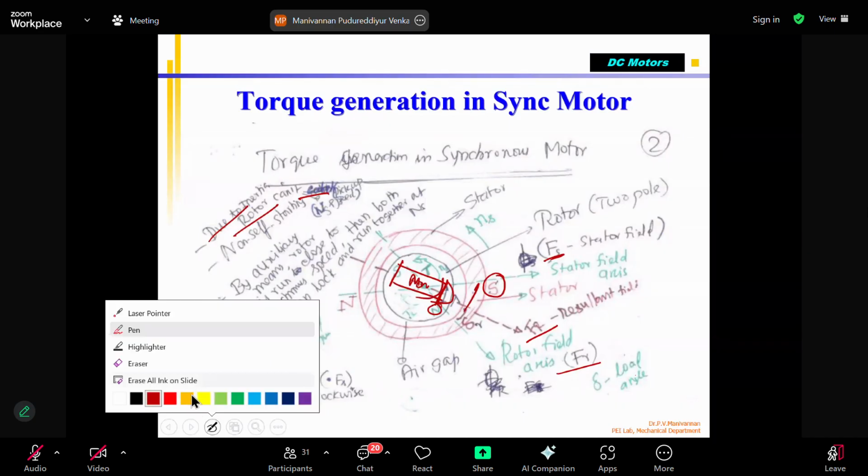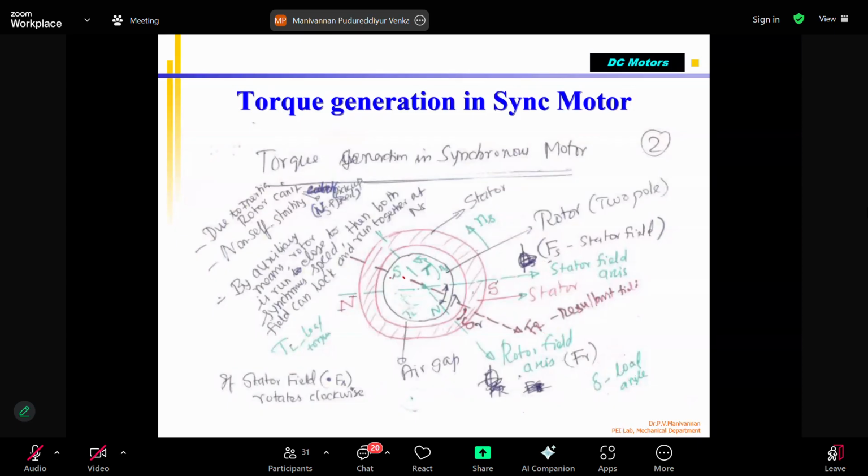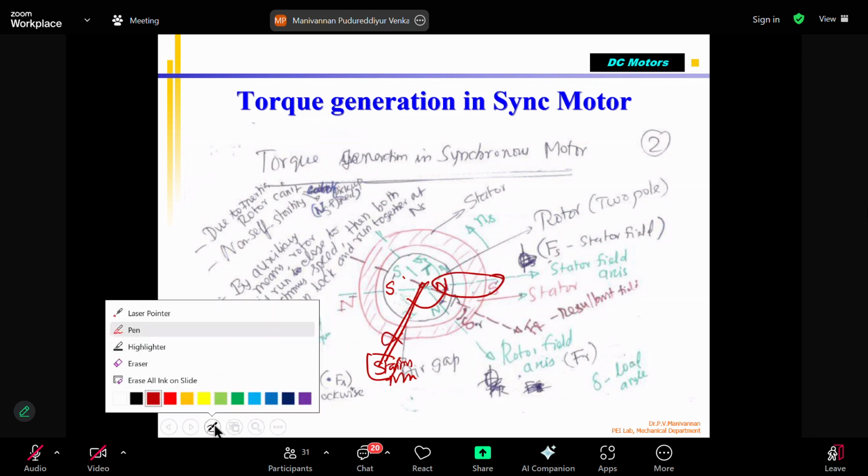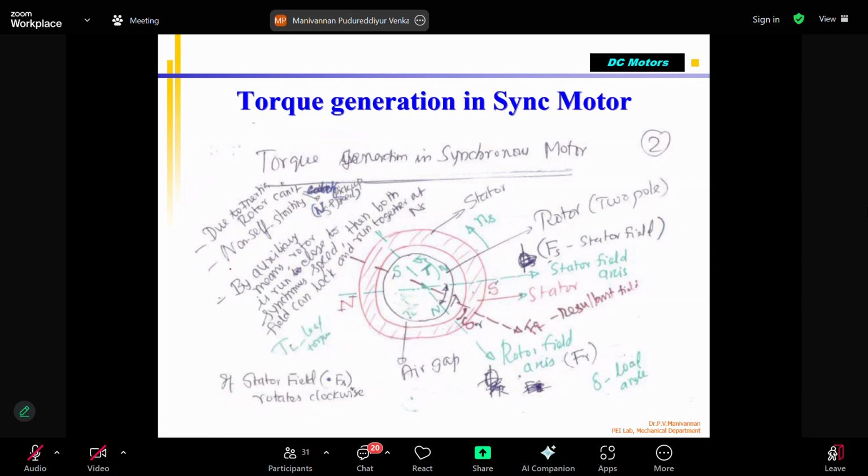We need to align the rotor using an external starter motor, by attaching one more motor, and rotate it physically so that it just gets locked. Then once it is locked, you can disconnect this. That's what is mentioned here. Non-self starting: because of this only, a synchronous motor cannot start on its own.